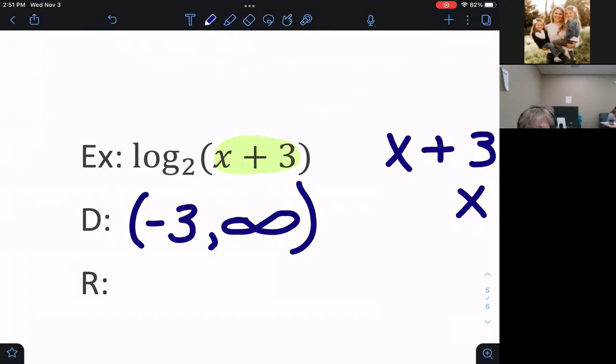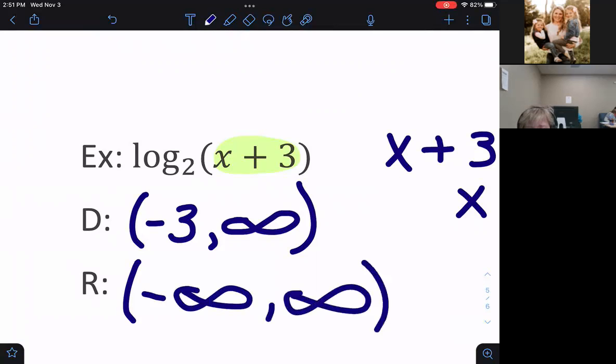Your range is, like I said, always going to be -infinity to +infinity for every single log problem. And then that's it for domain and range. So domain, you just set what's in the parentheses greater than 0. The range you know is all real numbers. All real numbers is -infinity to +infinity.